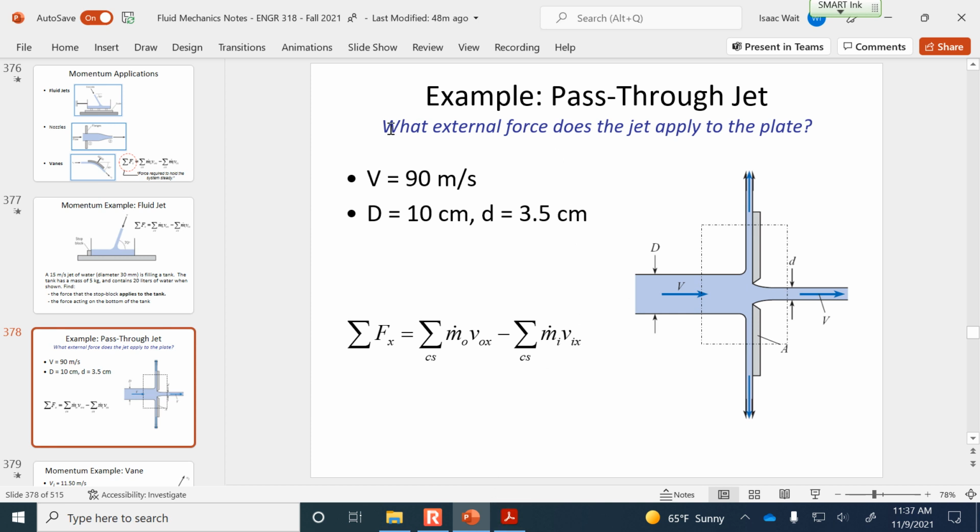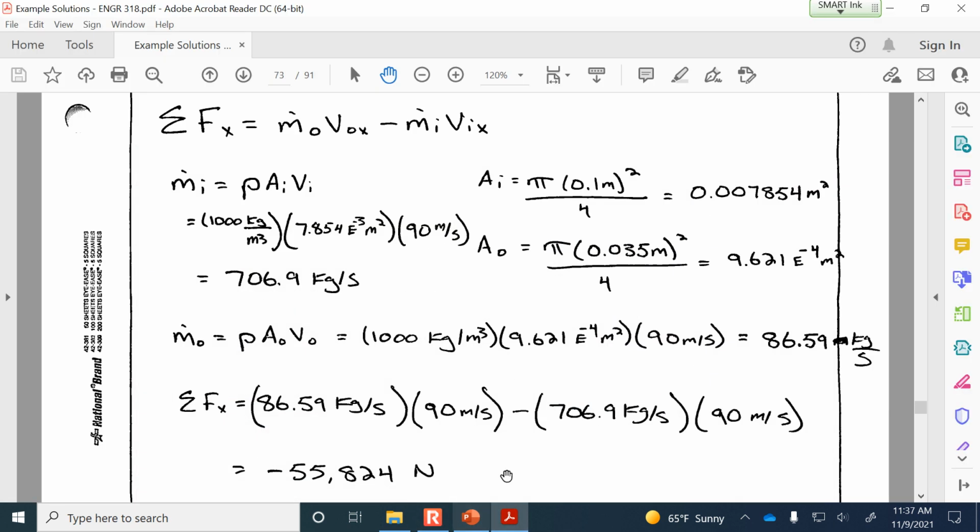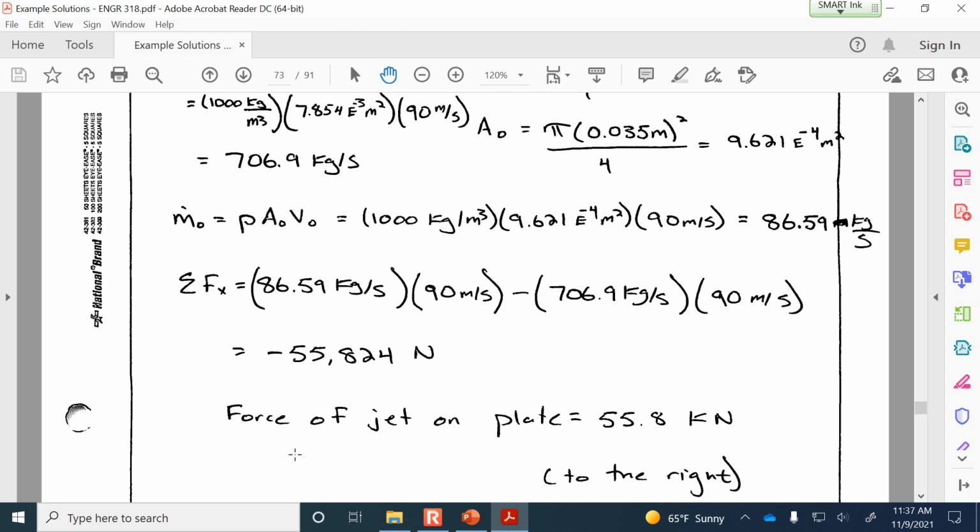But this is asking what force does the jet apply to the plate? So the jet is pushing on the plate to the right. And that's why we have to press externally to the left on the plate to resist that. So be careful about what the problem is actually asking. So that is the force required to hold the system steady, but the force of the jet on the plate is 55.8 kilonewtons, meaning that the force applied is to the right.